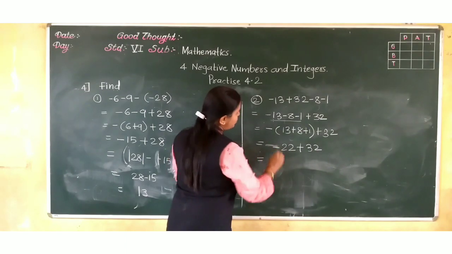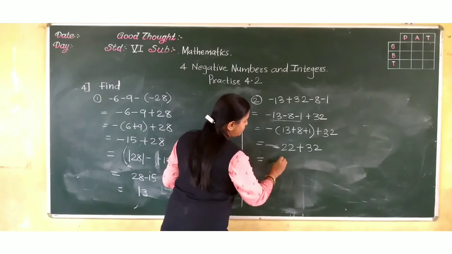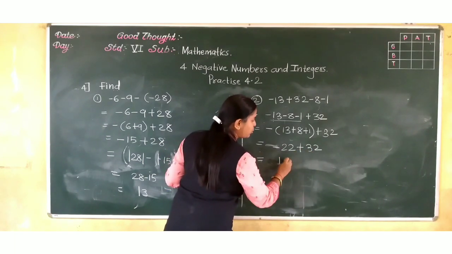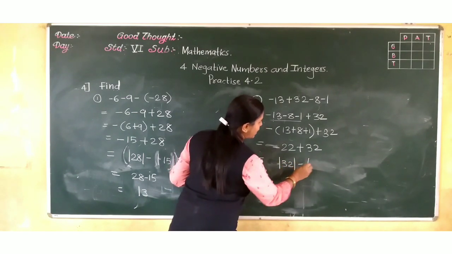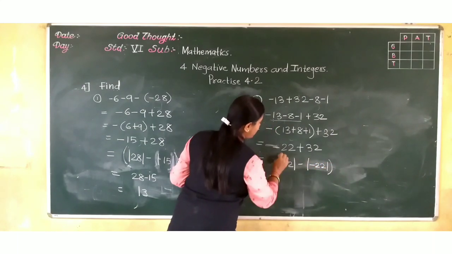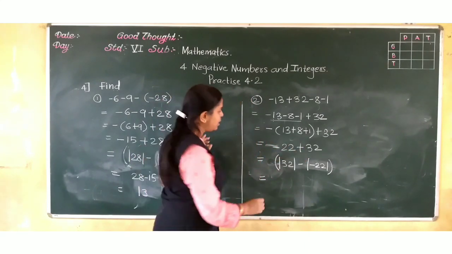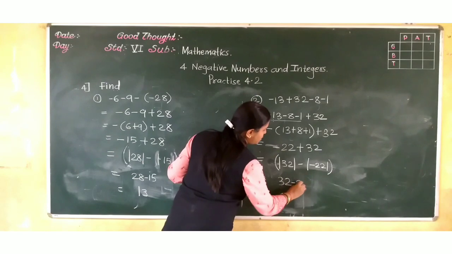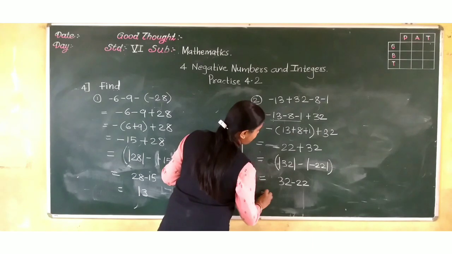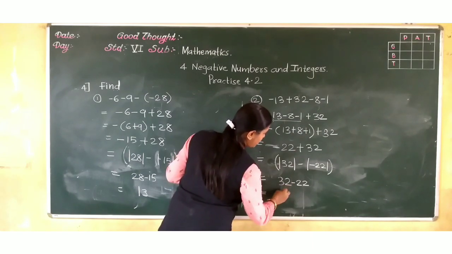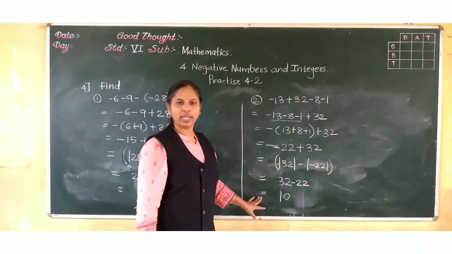Again, as both are different sign, take their absolute values. Okay. Now absolute value of plus 32 is greater. So subtract. Absolute value of 32 minus absolute value of 22. Okay. And of course answer will be positive. Why? Because 32 is having plus sign. So that is 32 minus 22. What will be the answer? 2 minus 2, 0, 3 minus 2, 1. This is the answer. Okay.